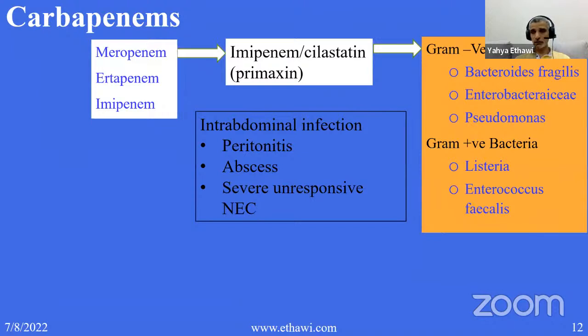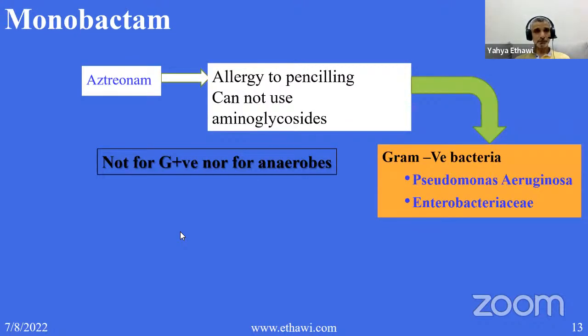That's why it's very important for the intra-abdominal treatment, such as peritonitis, abscess, severe unresponsive NEC, and it's very commonly we use it as a third generation or a third line in neonatal sepsis.